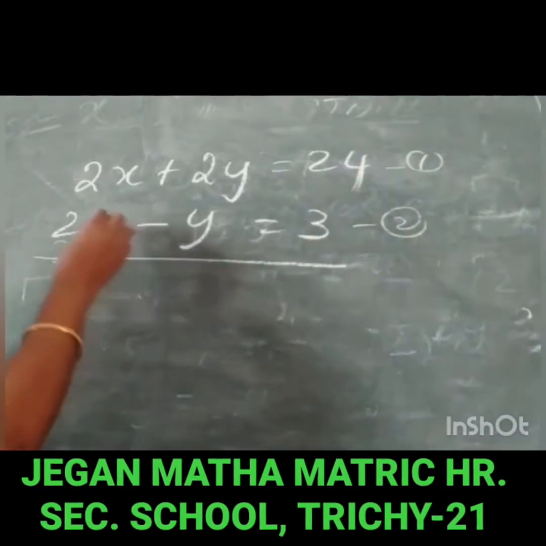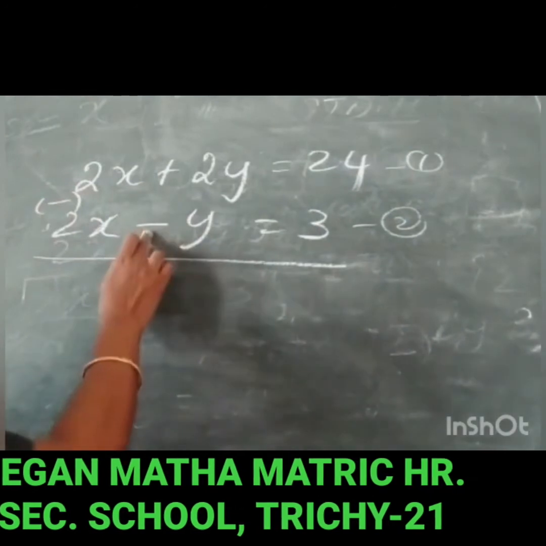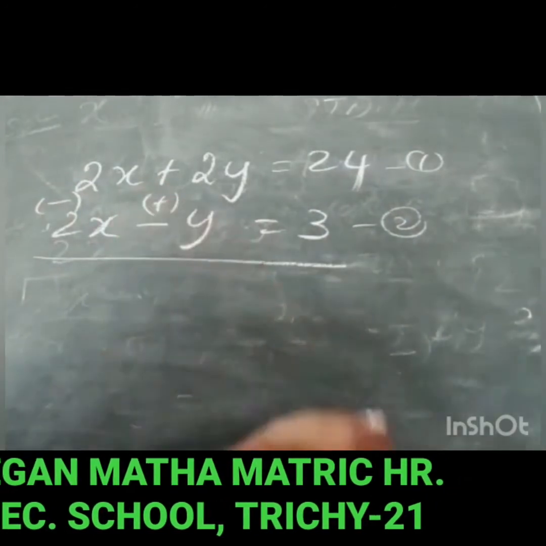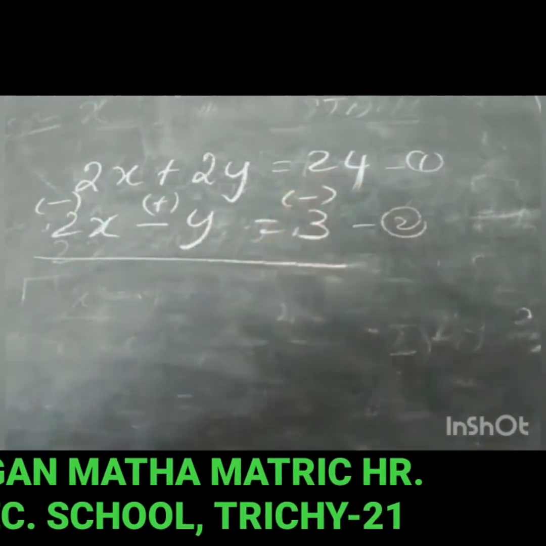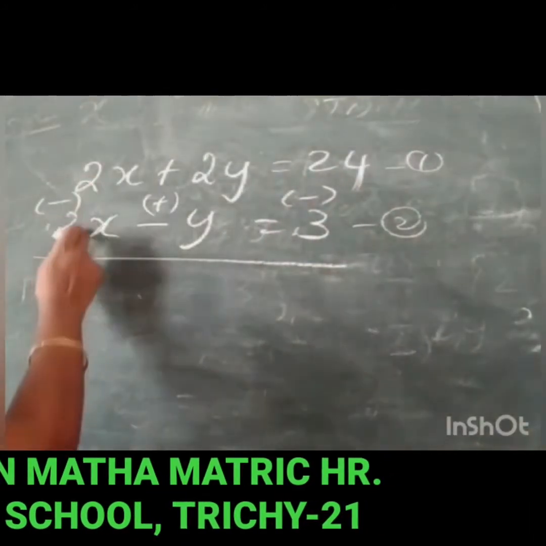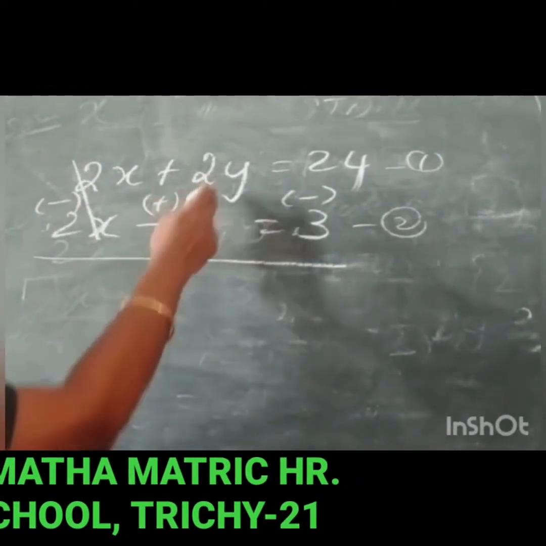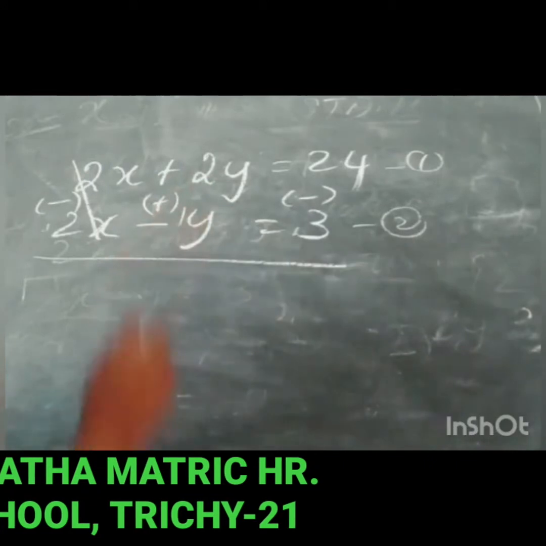Now you can change the sign. Here plus, so you change the first one to minus. Here minus sign is there, so you change the sign into plus. Here plus sign, so you have to change the sign into minus. Then do the cancelling and find out the value. Here plus 2x minus 2x, so you can cancel the x term fully. Now here plus 2y plus y, so 1y.